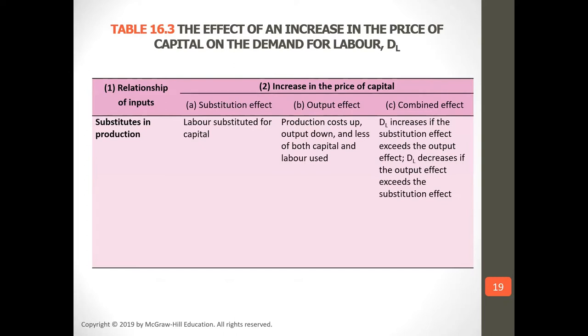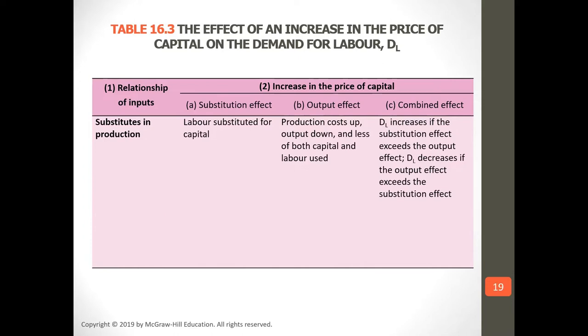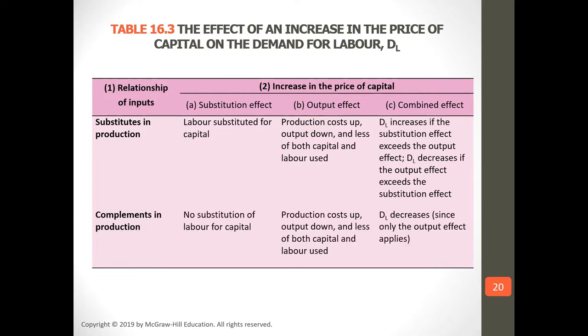So, substitutes in production: the substitution effect is labor substituted for capital. Production costs go up, output goes down, and a reduced amount of capital and labor are used. In that case, the demand for labor would increase if the substitution effect is greater than the output effect. The demand for labor would decrease if the output effect exceeds the substitution effect.